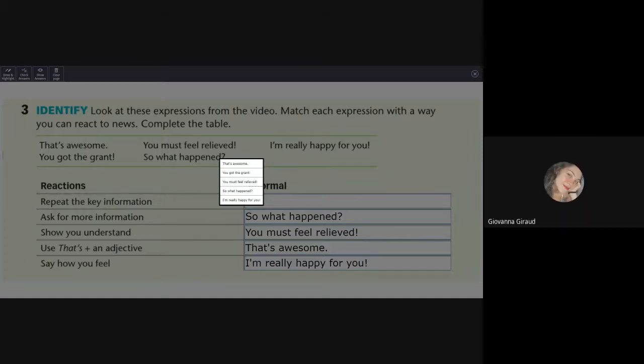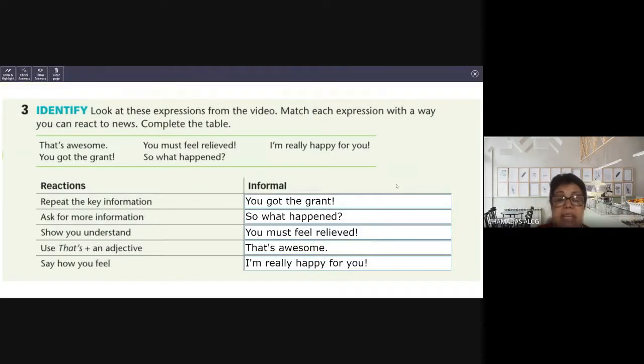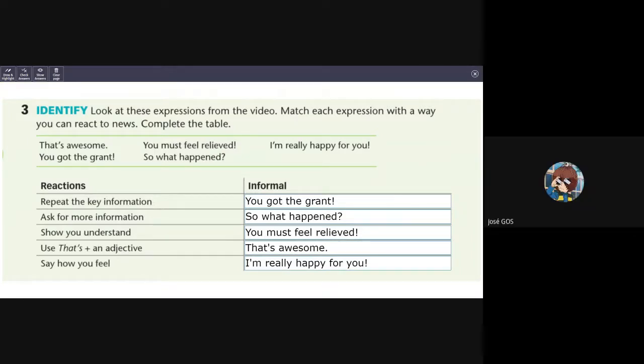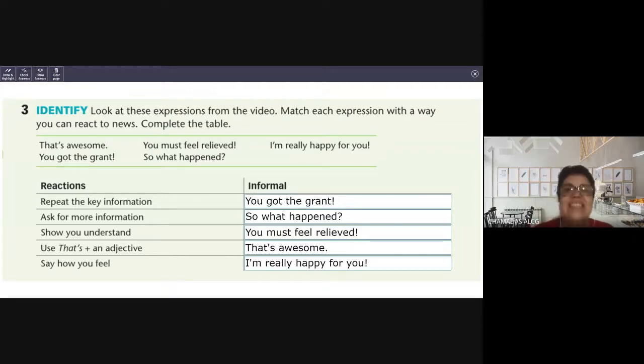You got the grant. Yes, when the person gives you the news, listen, I got the grant for science. You got the grant? Usually that happens, right? Somebody will simply echo what you just said. It's a way to show that you are happy, surprised, okay? You repeat the key information, right? So let's check it out.